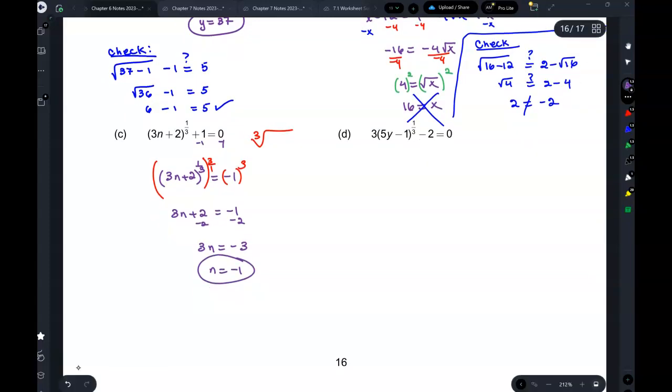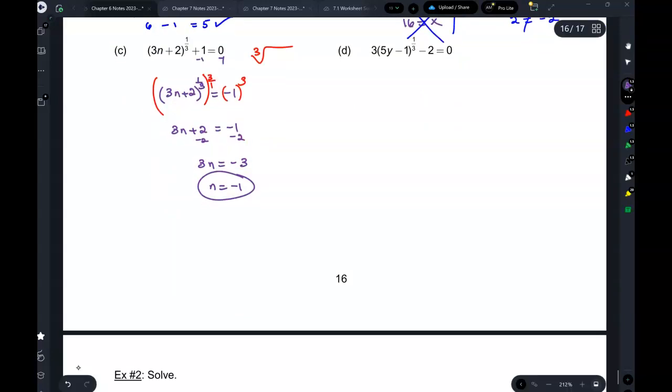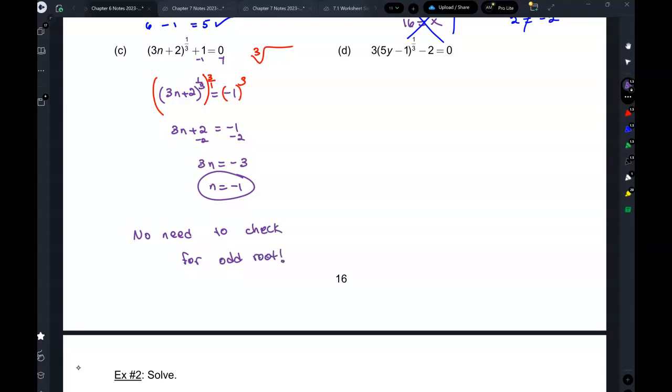Now, this is a cube root. I just told you guys before that when you had an even root, you have to check for extraneous solutions. If it's an odd root, if it's a cube root, if it's a 3, 5, 7 here, you don't have to check because it doesn't matter. If it's a cube root, you can have positive, negative, or 0 in here. There are no restrictions, okay? So you don't need to check, okay? So no need to check for odd root. All right? So you just get your answer and that's it.